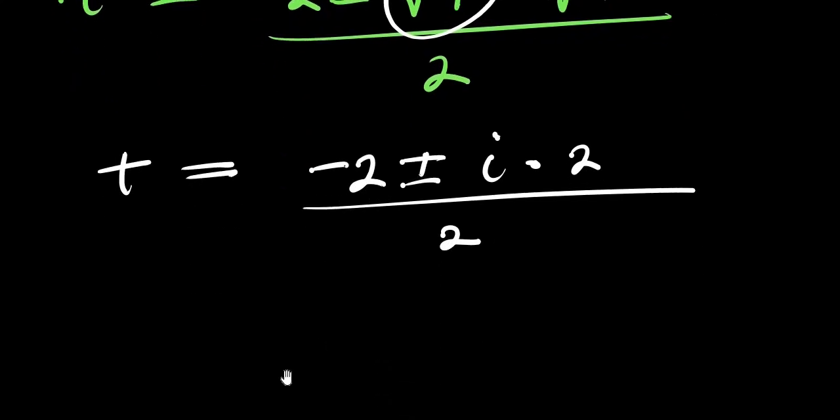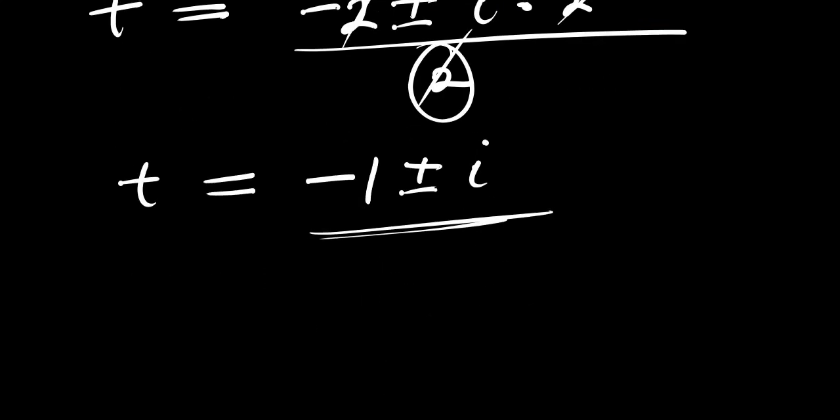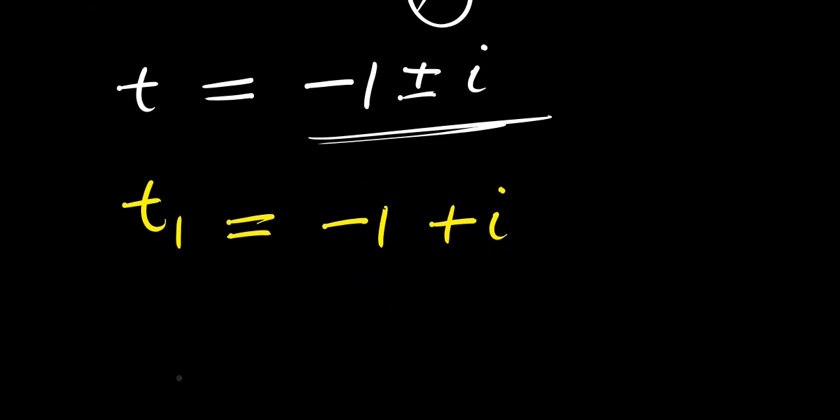So from here we are going to have t equals, you divide everything by this denominator, that is 2. So this will cancel this, we have negative 1 plus or minus i. That means we are having two values of t right now. So we are going to have t1 equals negative 1 plus i. Then we have t2 equals negative 1 minus i.